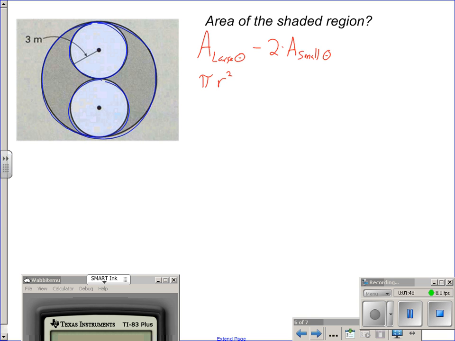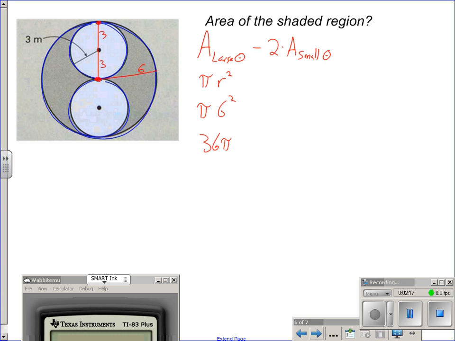So we need to know the radius. We know the radius of the little circle is 3, but if I draw it from right here and right here, that's 3, that's 3. This is the center of the big circle. Going out to a point on the big circle, that's a radius of 6. So the radius of the large circle is 6, and the area of it is pi times 6 squared, or 36 pi.